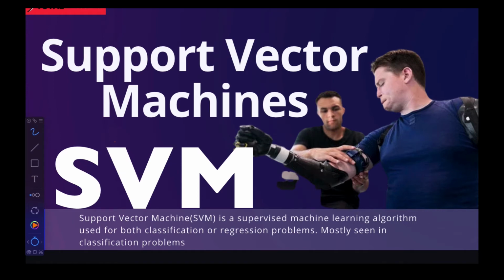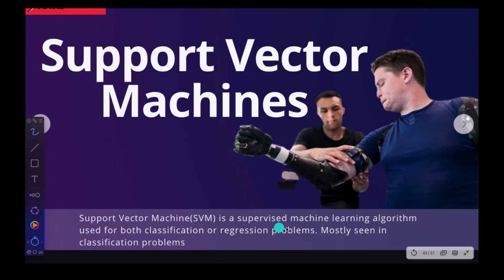This support vector machine can be used for both classification and regression problems. Mostly we will use it for classification problems, but we can use it for regression problems as well.